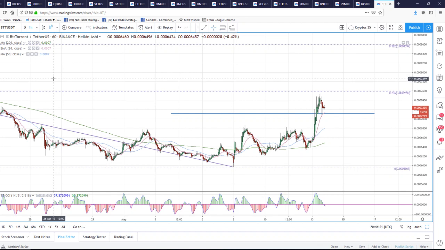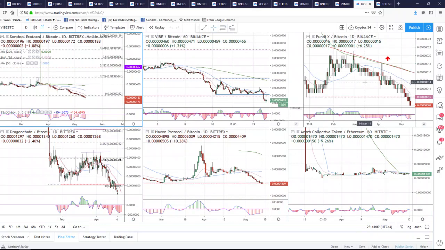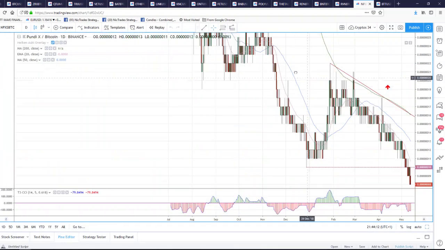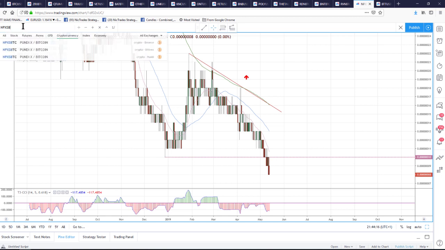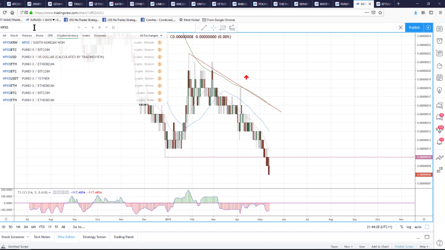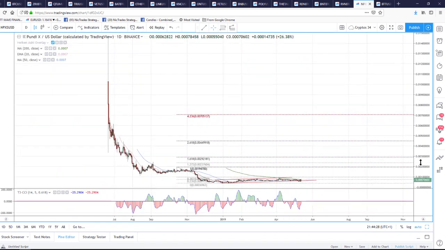So Ryan says you've got a position in Pundi. It's been losing against Bitcoin big time. Yeah, Pundi. Let's see if I've got Pundi here. It has been losing against it. But what's it doing against the US dollar? To be honest, I don't like charting Pundi against Bitcoin because it's such chunky, fat tick moves, isn't it? Let's see what it's doing against the US dollar, though.